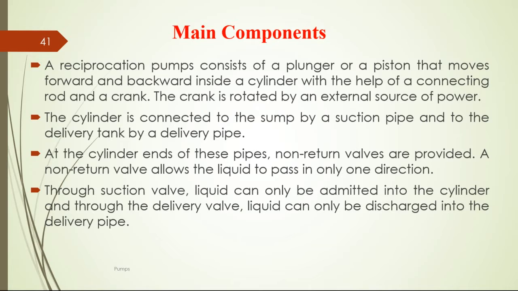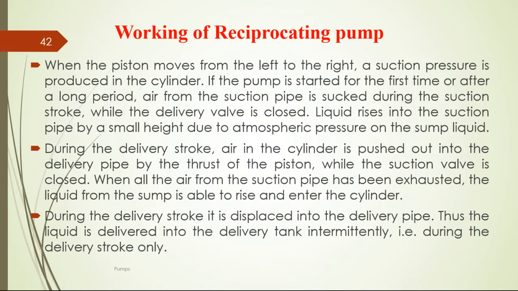The crank is rotated by an external source of power. The cylinder is connected to the sump by a suction pipe and to the delivery tank by a delivery pipe. At the cylinder end of these pipes, non-return valves are provided. The non-return valve allows the liquid to pass in only one direction. Through the suction valve, liquid can only be admitted into the cylinder, and through the delivery valve, liquid can only be discharged into the delivery pipe.